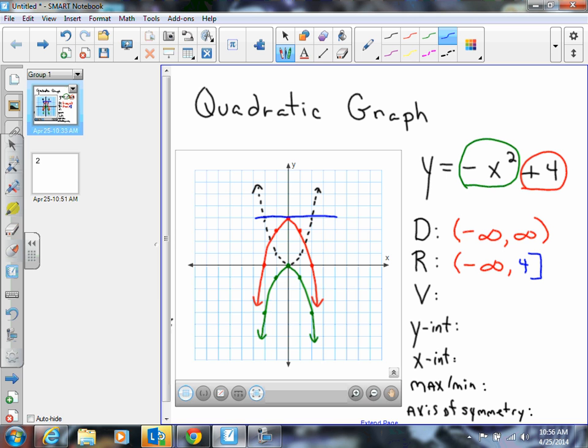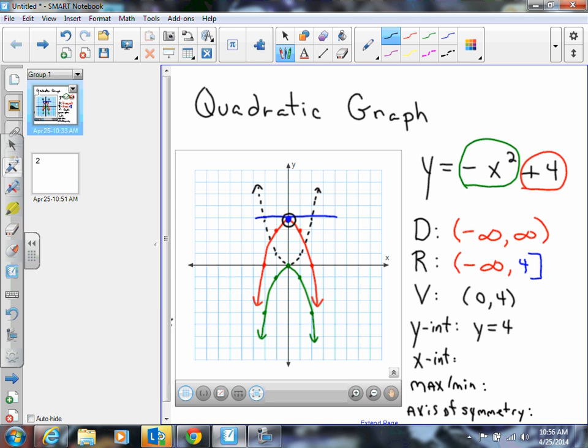The vertex is the turning point of the graph. And if I mark this in blue on my graph, my vertex is right there, which has a value of 0 for x and 4 for y. The y-intercept, again, what I want to do is look at the graph, and my y-intercept is at the same place as the vertex in this case. It's not always that, but in this case, the graph goes through the y-axis at a y value of 4. It's important that we put y is equal to 4, not just the number 4.